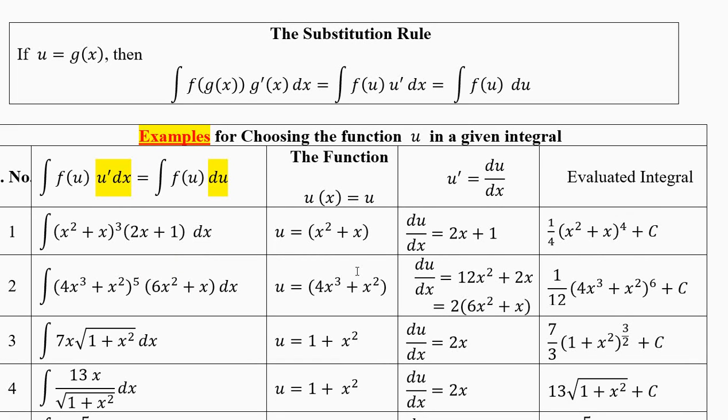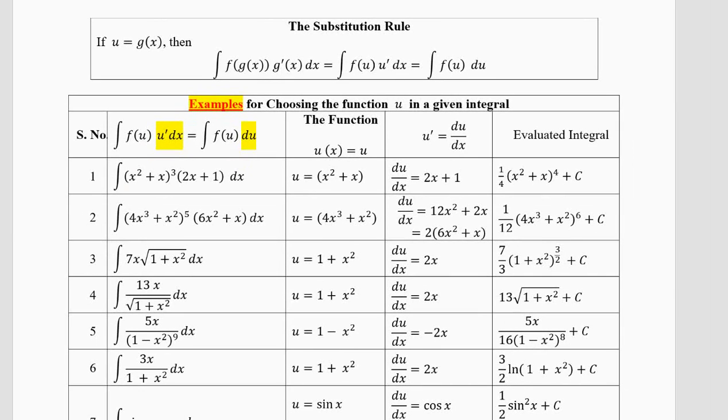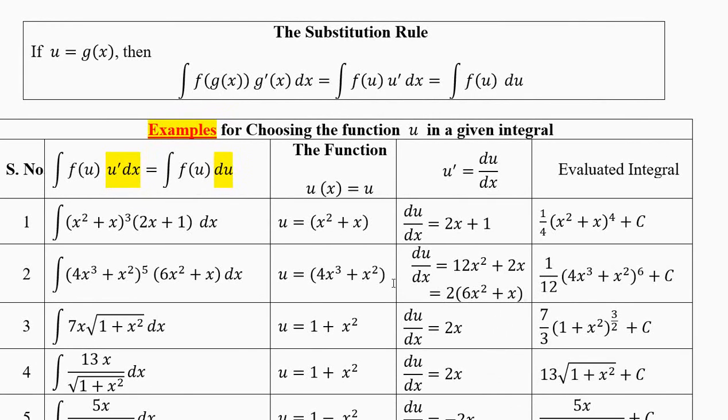Now in this table we have some examples. These are not your problems. These are your examples, where you will see how to decide what is u, what's the derivative of u, and how the answer looks like. We are not worried about the exact answer in the last column. We are more interested in finding the function u in order to carry out the integration. So you have f of u, derivative of u dx is equal to f of u du. If the derivative of u is not present here, then we cannot use the technique of substitution which we are going to use today. We'll need some other techniques.